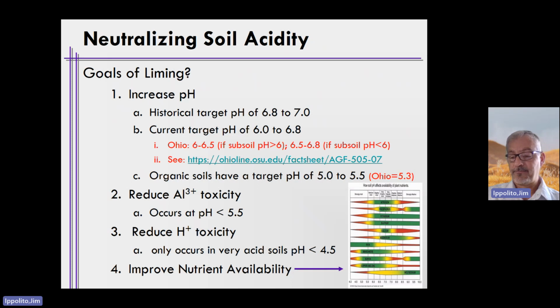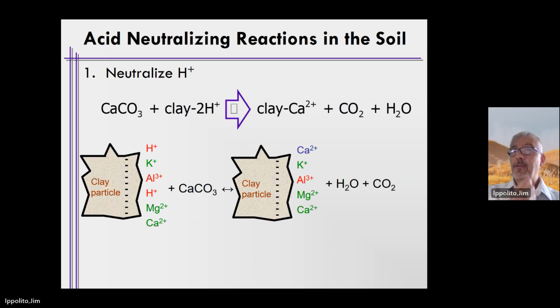So how does this work? This is how this works. We neutralize free hydrogen ions, right? We do this via adding a liming agent. So the liming agent that you see in this reaction is calcium carbonate, right? And this is relatively straightforward. We add a material that has a base cation, oftentimes calcium, sometimes magnesium, or sometimes calcium and magnesium in combination.